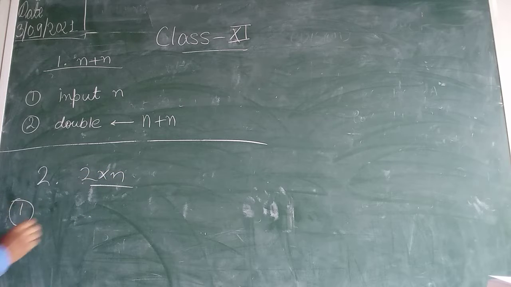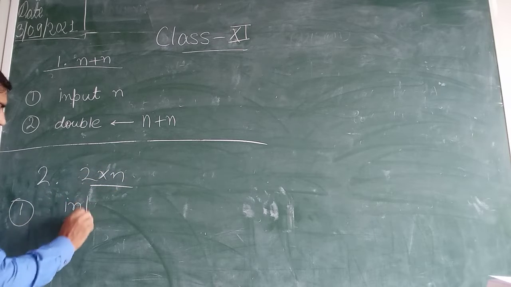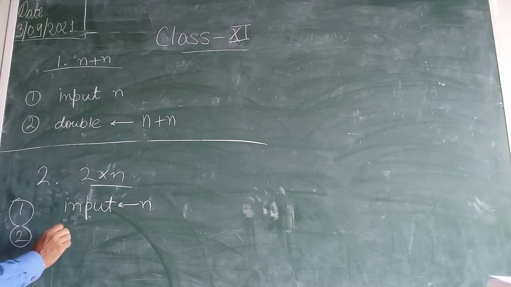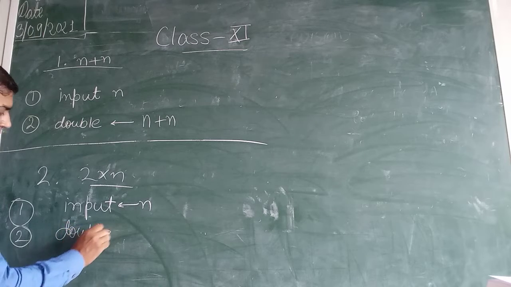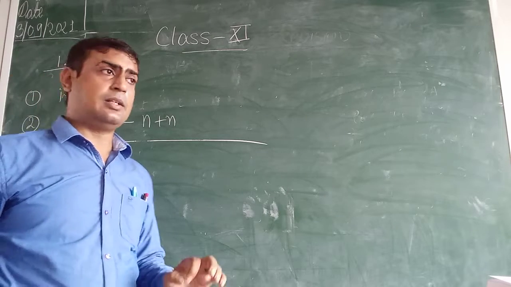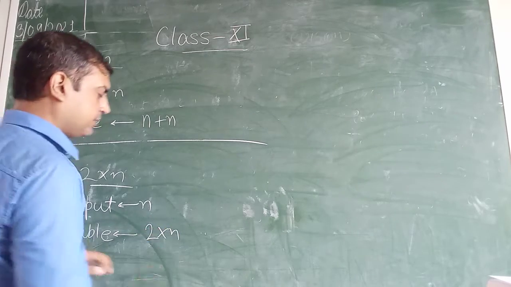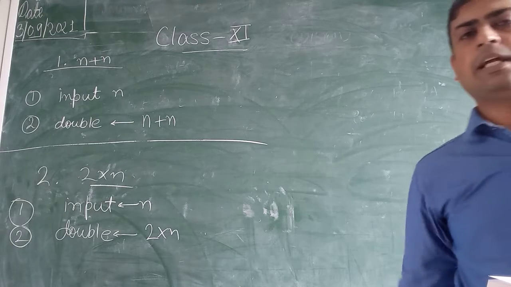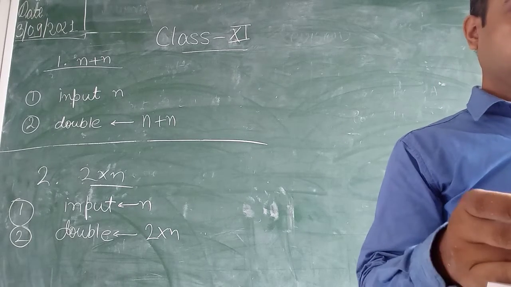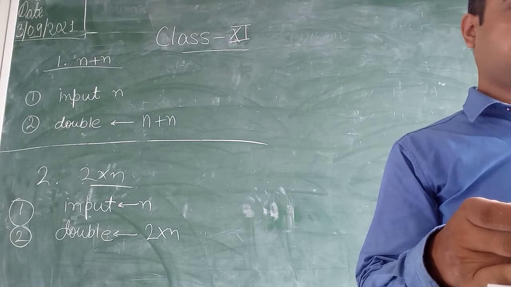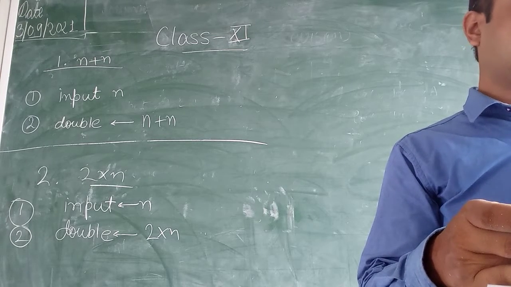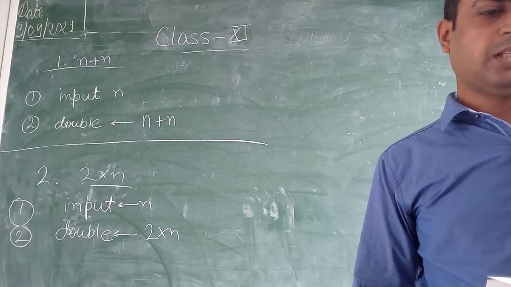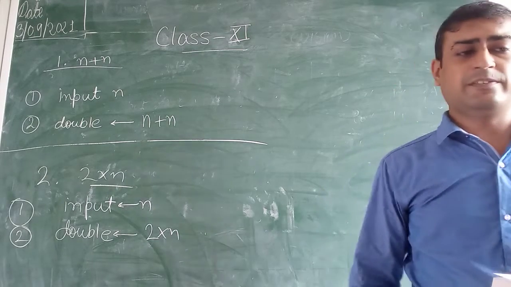Now in this, first you have to input n. Second step, I have considered double equals 2 into n. So in both the ways, you can write the code like this. Now come to the next, question number 5.